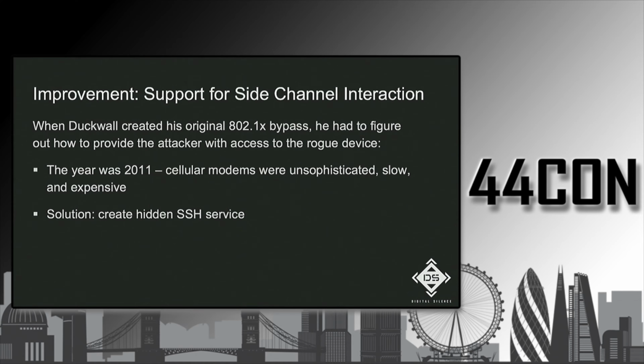The other thing that I added was support for side channel interaction. We mentioned that when Duckwall created his original bypass, he had to figure out how to provide the attacker with access to the rogue device from a remote location. This was back in 2011. Cellular modems were pretty unsophisticated. They were slow, and they were really expensive. You couldn't just go down to your local electronics store and buy a USB LTE modem; that wasn't really available in the commodity market. So his solution was to create the hidden SSH service and rely on SSH.